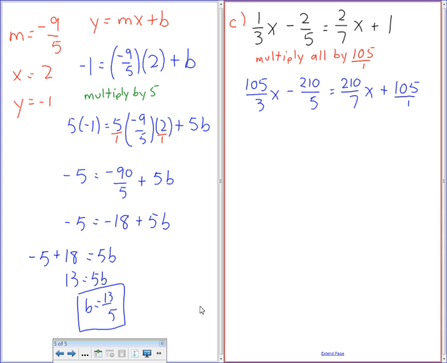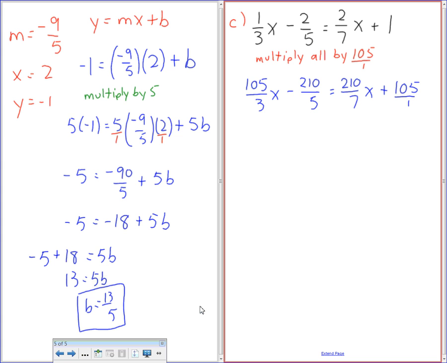When I walk around, I see a lot of interesting solutions, and interesting means wrong. There are many ways to do this. So why did Calvin multiply everything by 105? What's he trying to do here? This is horribly important. The whole purpose of doing this is to get integers all the way through. It's not just because I like to work with bigger numbers, it's because I want them to be integers.